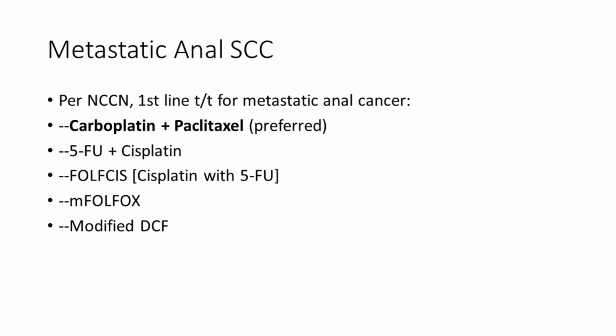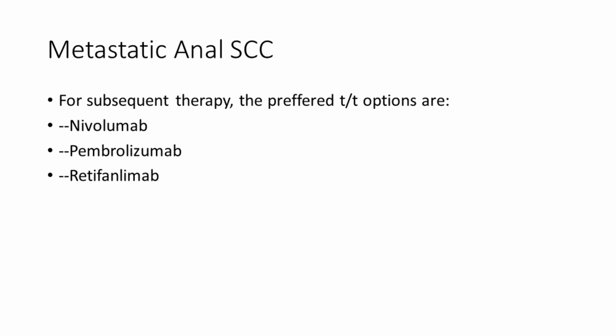For metastatic anal SCC, the NCCN recommends first-line treatment with carboplatin and paclitaxel as the preferred regimen. Other options include 5-FU with cisplatin, FOLFIRINOX, FOLFOX, and modified DCF. For subsequent therapy in metastatic anal SCC, the preferred treatment options are nivolumab, pembrolizumab, and retifanlimab.